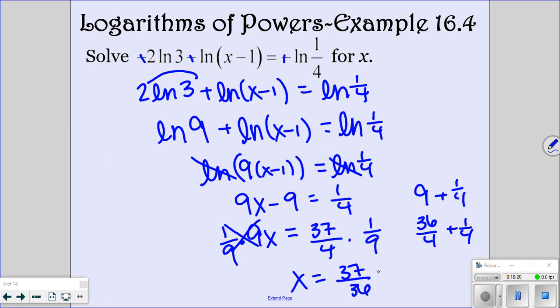And so again, we have to check and make sure our arguments are positive. This is the only variable we have to check. So x minus 1. Is 37 over 36 minus 1 still positive? It is. It's going to be 1 over 36. And so that would be your answer.